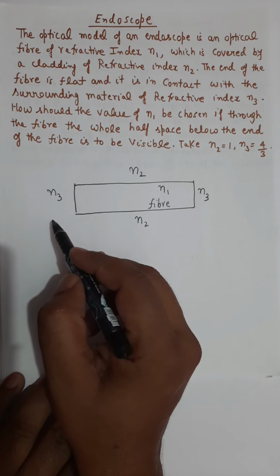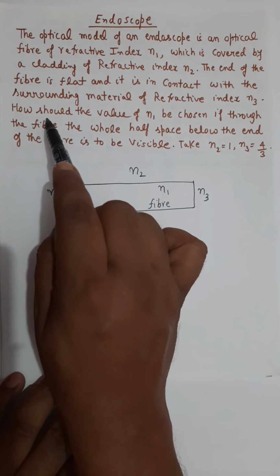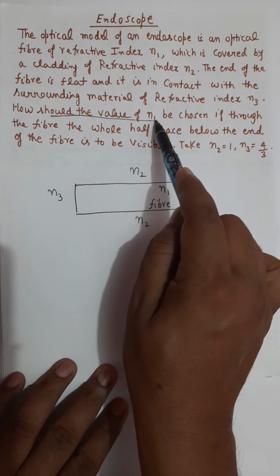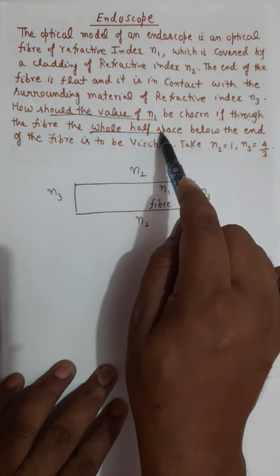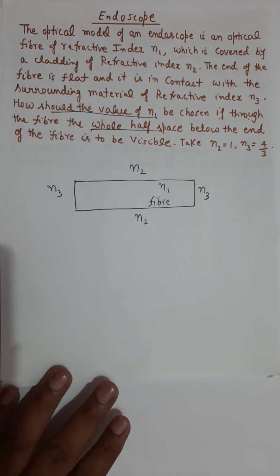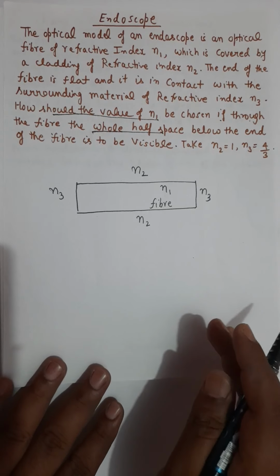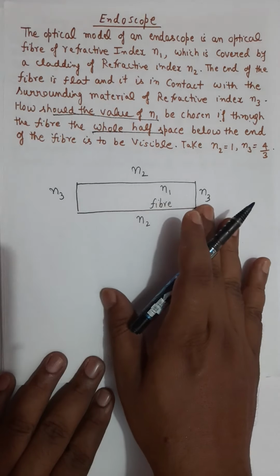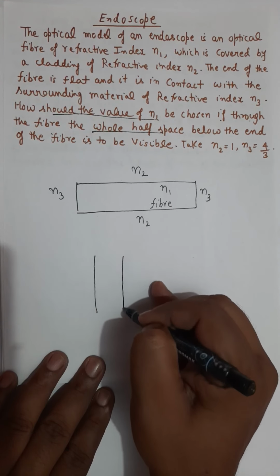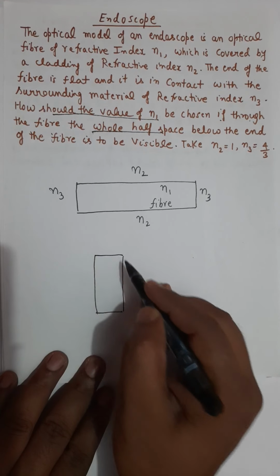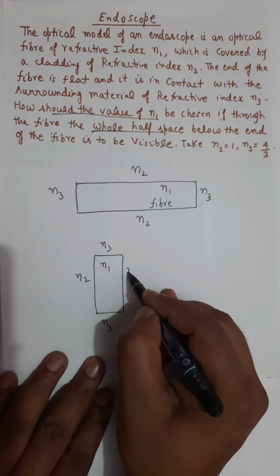Now the demand of the question is, you have to find the value of n1 if, through this optical fiber, the whole half space below the end of the fiber is visible. I have drawn the diagram like this, but you can draw the diagram in the vertical orientation also. So this is the end n3, n3, this is n1, n2, n2.